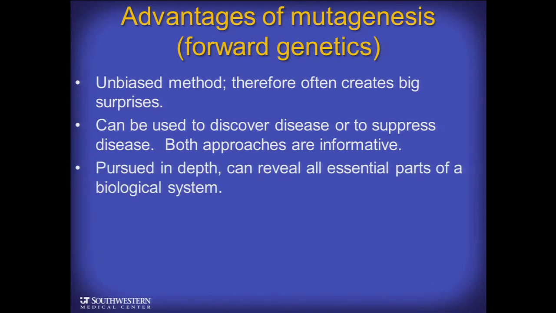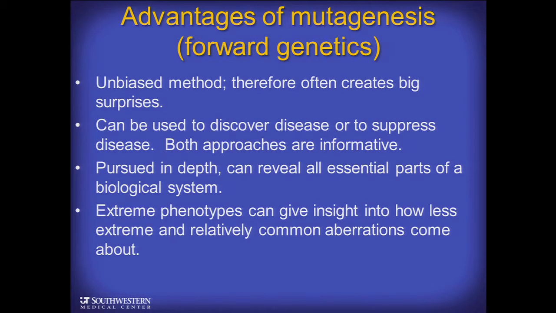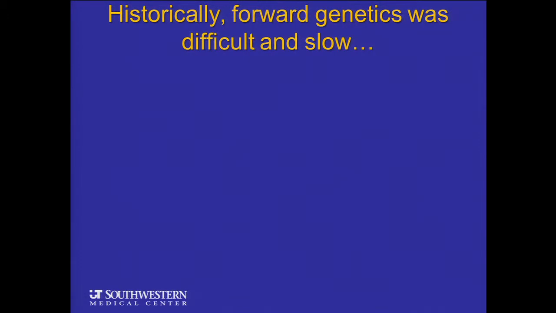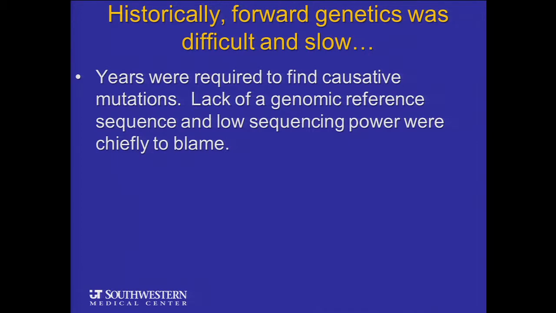If you pursue mutagenesis in depth, as I just indicated, you can reveal essentially all parts of a biological system. And also extreme phenotypes that one encounters in the course of this work can give insight into how the whole system operates, how relatively more common aberrations of a milder degree come about. But the problems with forward genetics were that historically it was quite difficult and slow. Often years were required to find the cause of a phenotype. And the main impediments were the lack of a genome reference sequence.